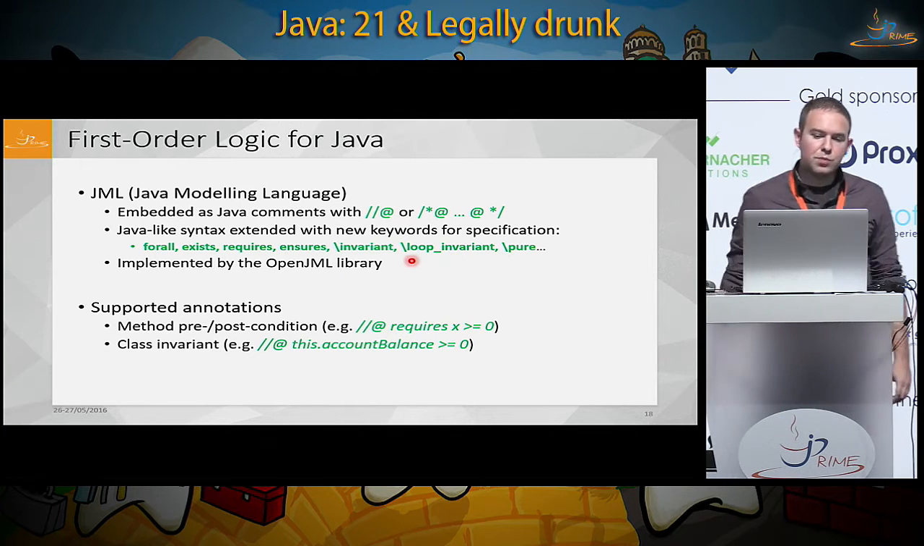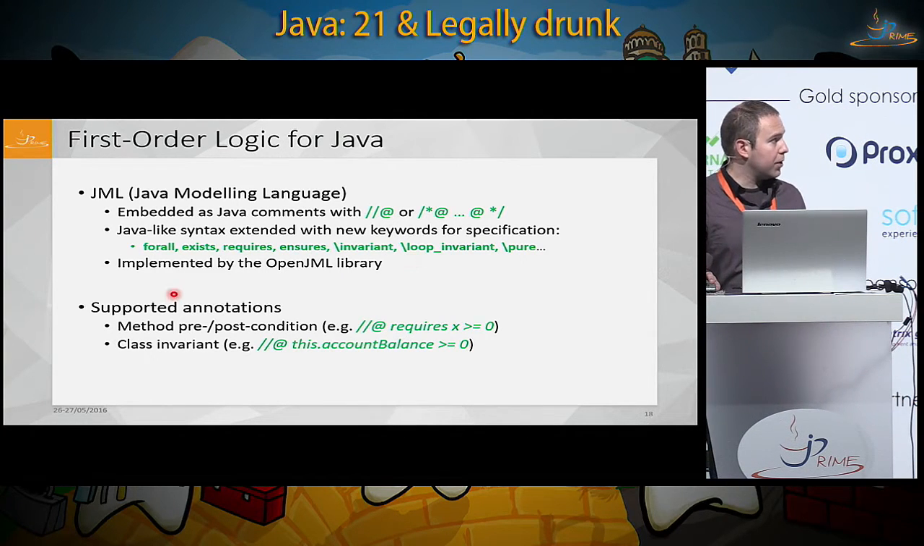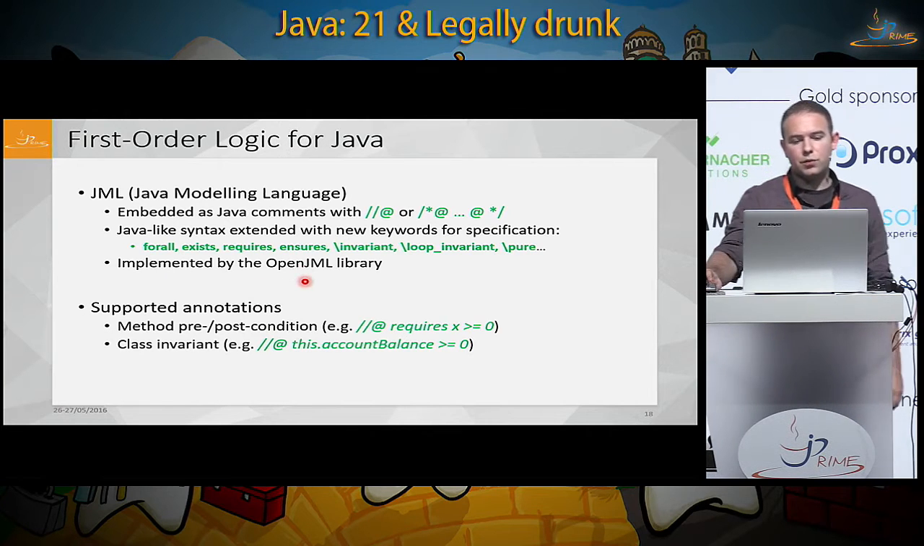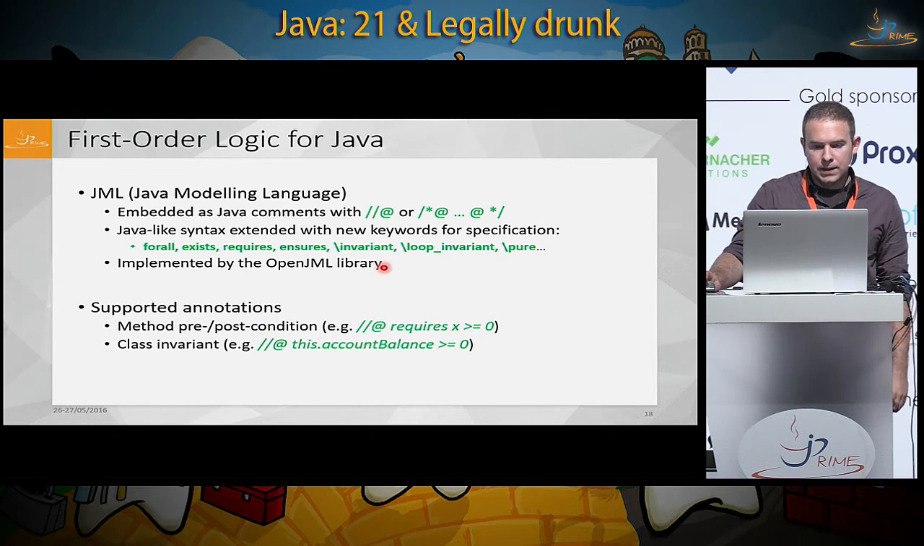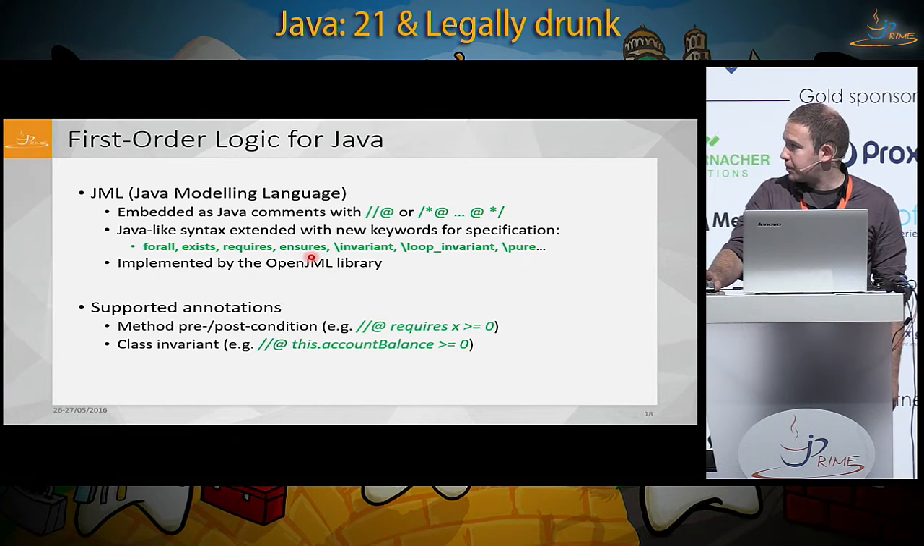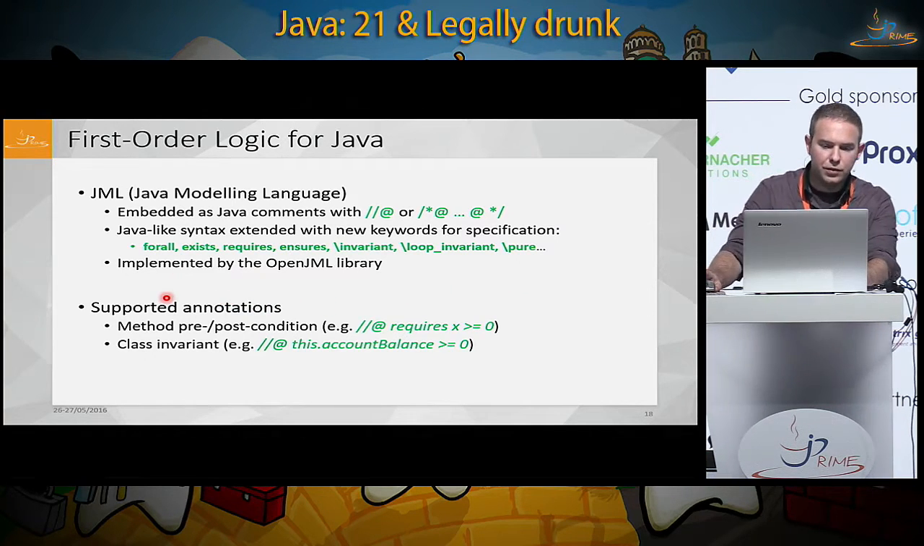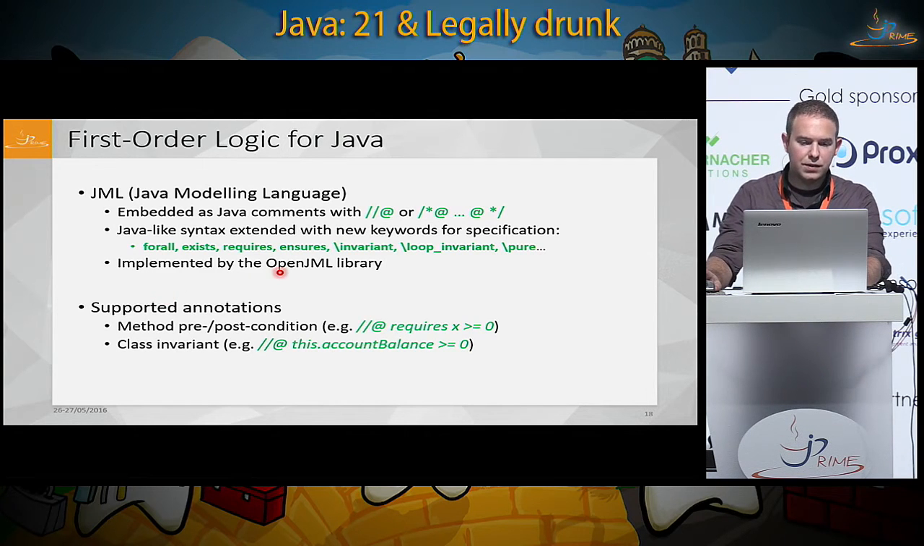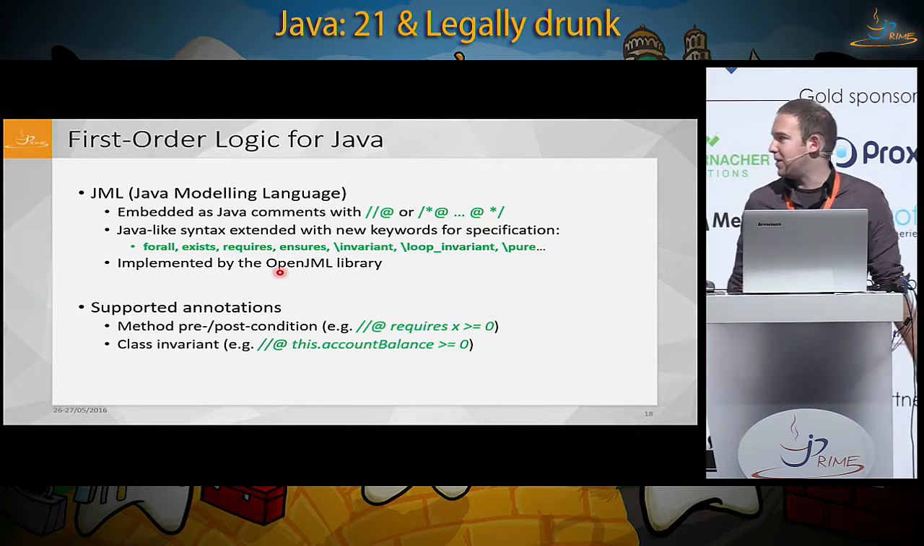And the implementation is provided by something which is called OpenJML. It's an extension of the OpenJDK framework. It allows us to compile these annotations into the code as runtime assertions. It also does some verification, which is proving stuff, but this is less well-developed. I'll show you some examples of both, of generated tests, assertions, and also we'll do a small proof at the end.